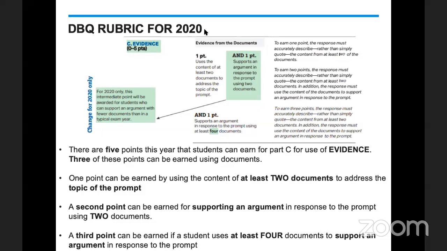So this is sort of like that first point for evidence in the old rubric for the DBQ. And moving forward, we're also looking for a second point that will be earned by supporting your argument in response to the prompt using at least 2 documents. And that is of course a higher bar. Supporting an argument is an explicit task where students are using the content of the document to further what their argument is in their essay. There's a third point now this year for using documents, and that can be earned if a student uses 4 of the 5 documents that they're given to support an argument in response to the prompt. So 3 of these points come from the documents.